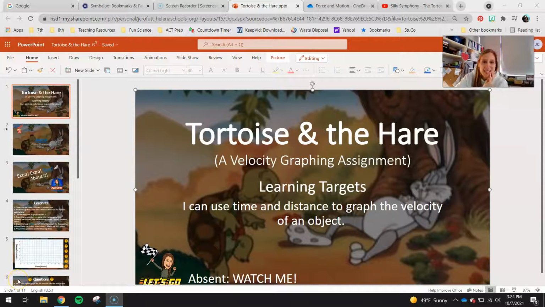8th graders, today's lesson is called The Tortoise and the Hare. This is going to be a little velocity graphing assignment. So the other day you guys should have completed the 1.1 force and motion assessment. So that means we are starting our new unit, which is force and motion.